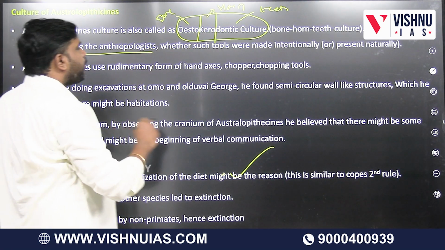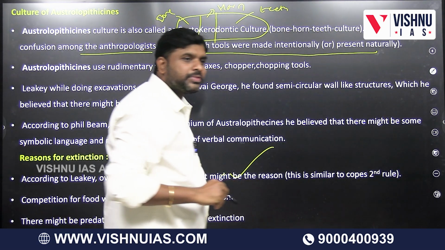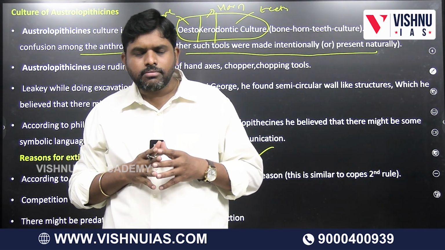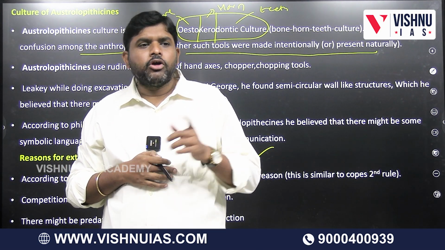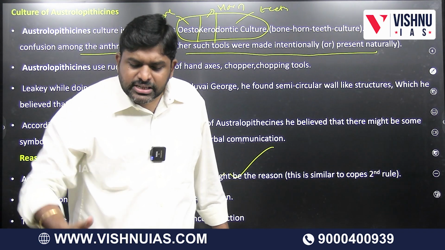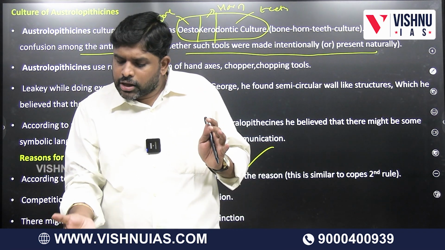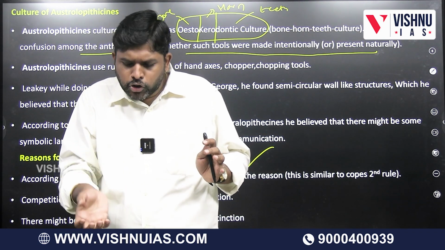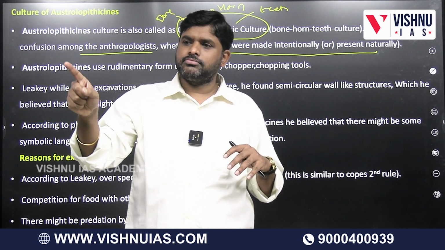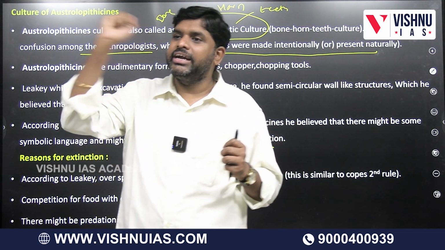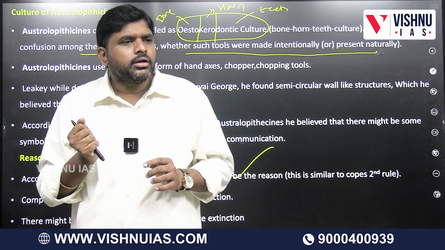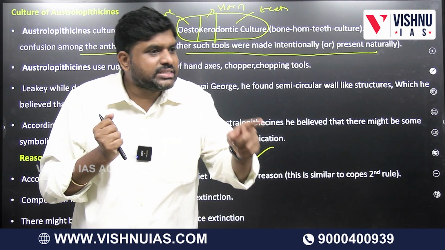There was a confusion among the anthropologists whether such tools were made intentionally or not. Now you think, use common sense. What is the cranial capacity? 450 to 600. So cranial capacity is little. When I am doing excavations, I got some horns, bones, teeth. I came to the conclusion that he might be using these for hunting. But now I got another doubt, whether he made them or they were accidentally present.